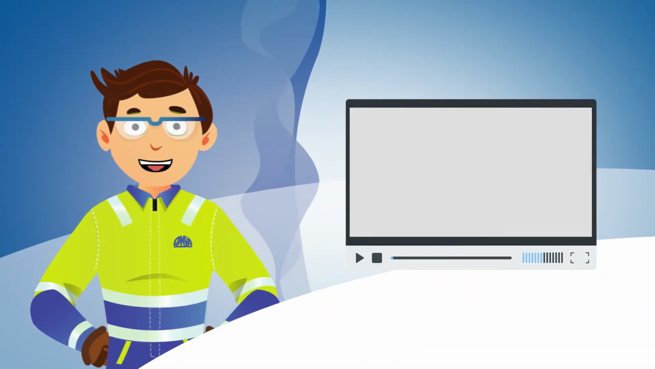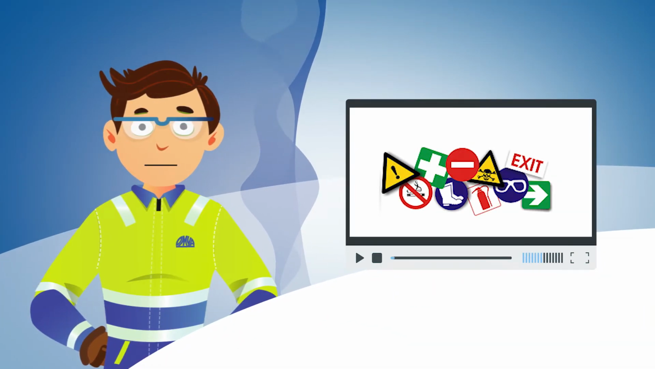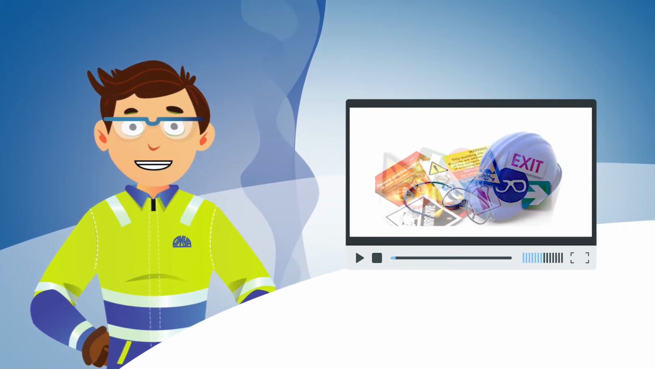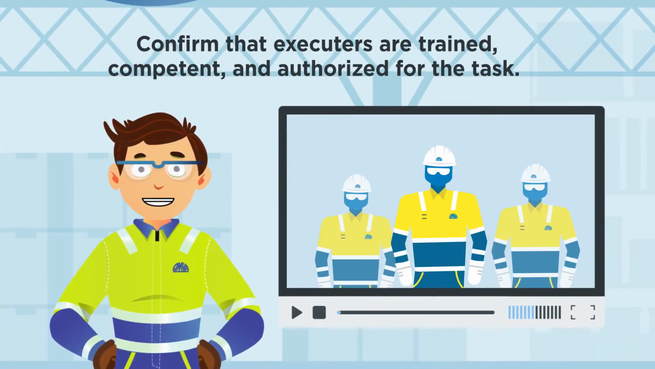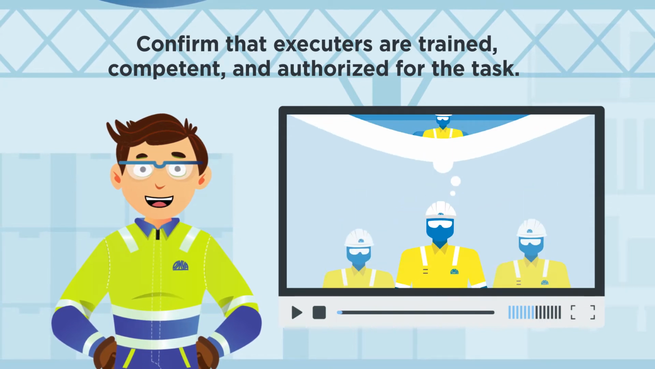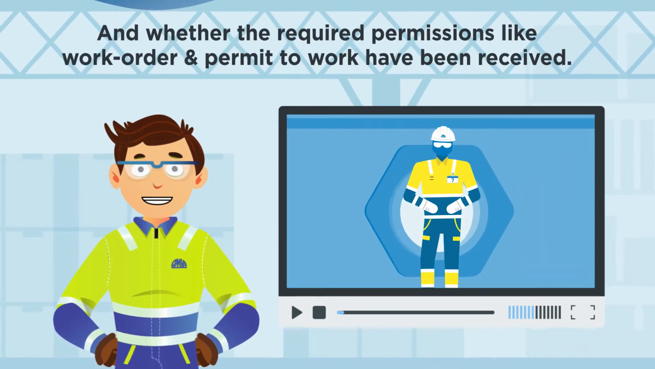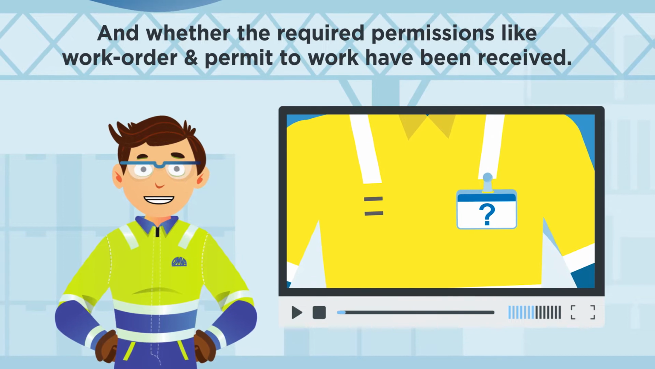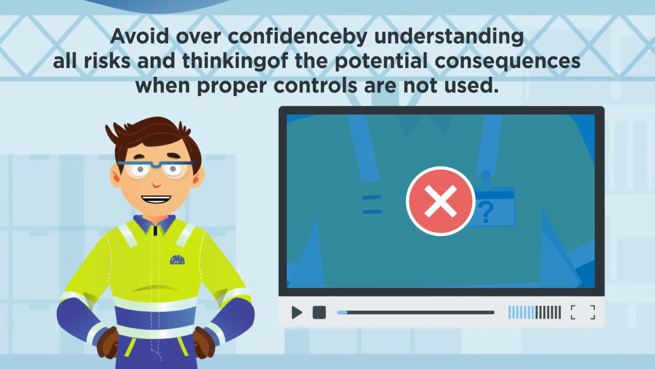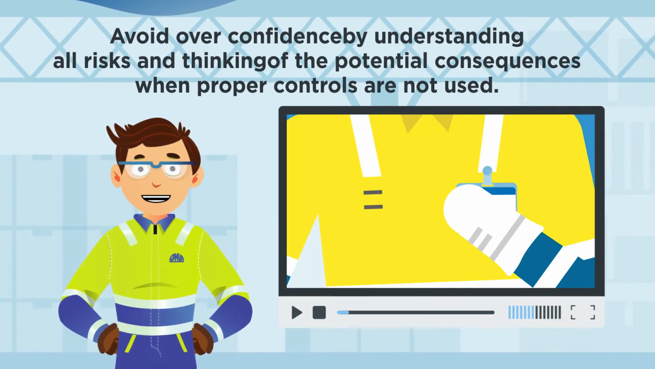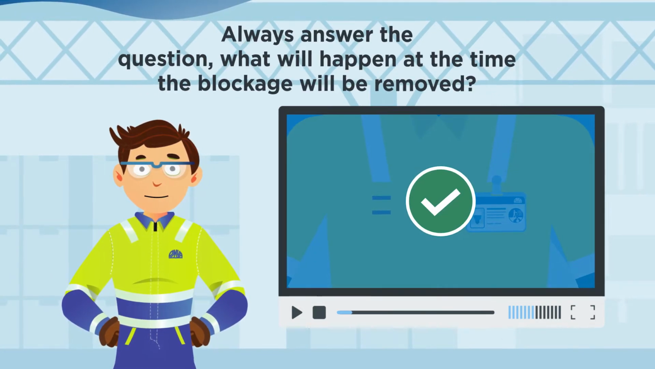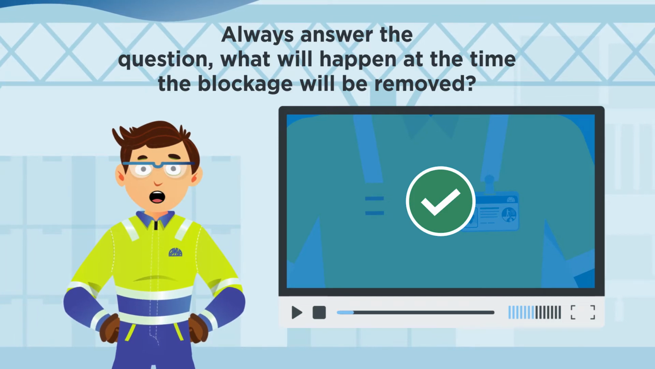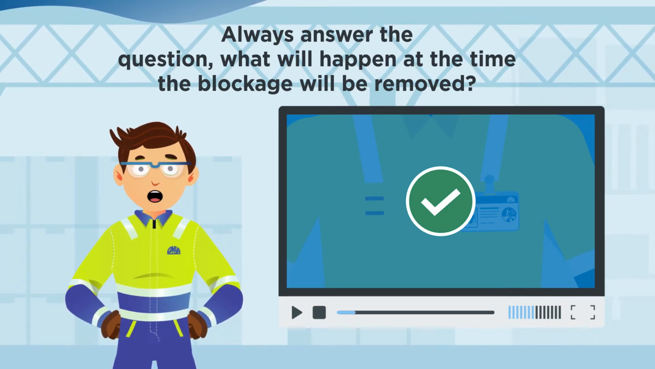Please follow the following general safe working practices in case the blockages cannot be eliminated or cleaning is not possible with engineering solutions and manual intervention is needed. Confirm that executors are trained, competent, and authorized for the task, and whether the required permissions like work order and permit to work have been received. Avoid overconfidence by understanding all risks and thinking of potential consequences when proper controls are not used. Always answer the question, what will happen at the time the blockage will be removed?